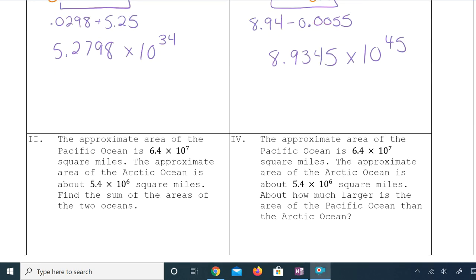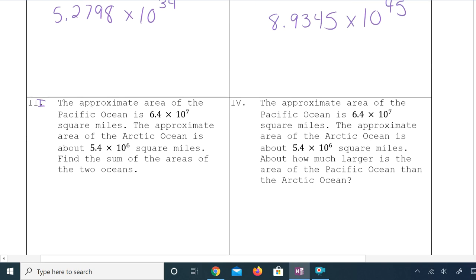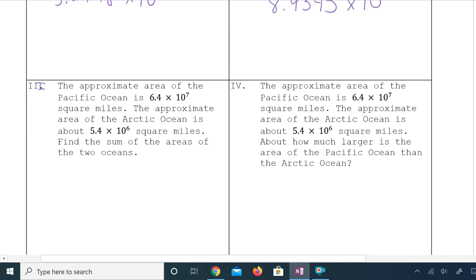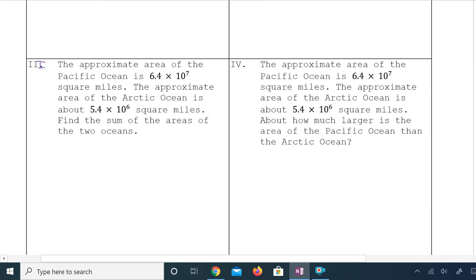Okay, looking at my number 3, the approximate area of the Pacific Ocean is 6.4 times 10 to the 7th square miles. The approximate area of the Arctic Ocean is about 5.4 times 10 to the 6th square miles. Find the sum of the areas of the two oceans. Okay, it obviously says sum, so I'm going to be adding my two numbers together.